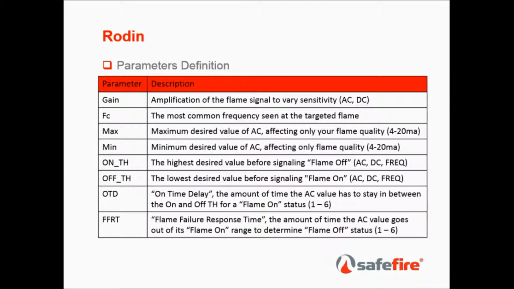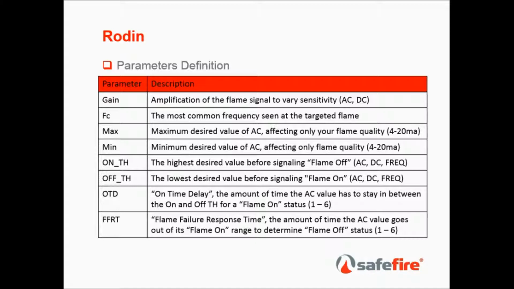Now that we have a solid understanding of the detection principles, let's move on to the parameter definitions. The first parameter we must understand is gain. Its best description is the amplification of a flame signal to vary sensitivity, applying to the AC and DC principle. FC is the most common frequency seen at the targeted flame. Max is the maximum desired value of AC, affecting only your flame quality, or your 4 to 20 milliamp meter. Min is the minimum desired value of AC, affecting only flame quality, or your 4 to 20 milliamp meter.